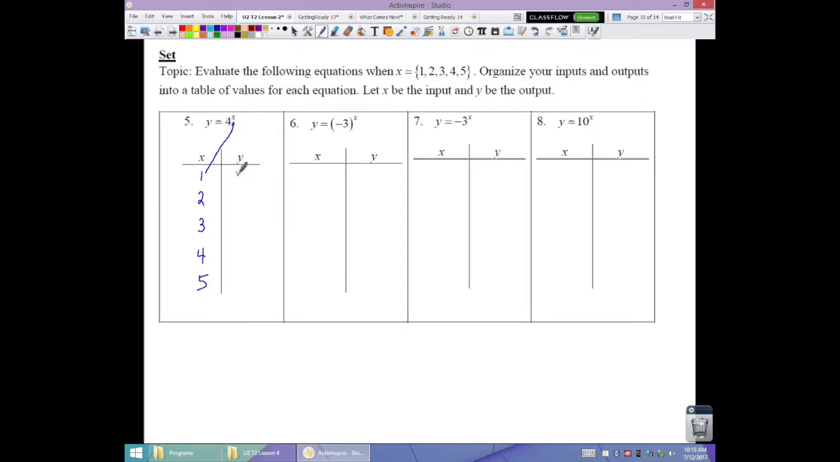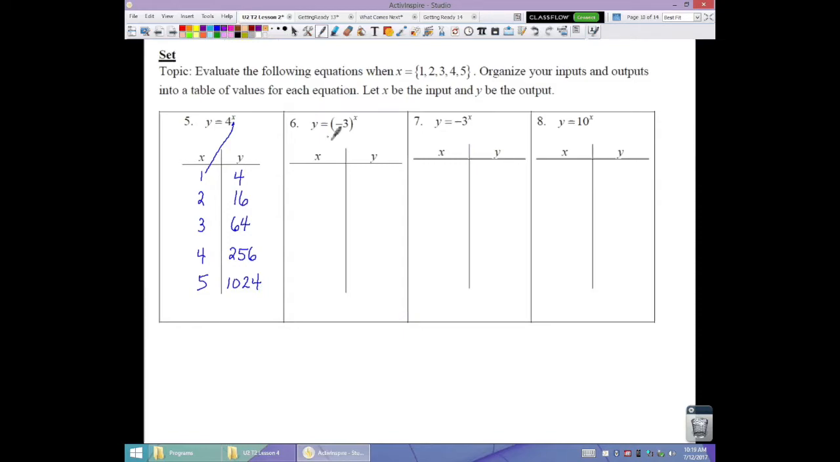So 4 to the first would be 4. When I put a 2 for x, 4 to the second is not 8, but 16. Substitute a 3, 4 to the third is 64. 4 to the fourth is 256. And 4 to the 5th power is 1024. That's really just a calculator exercise.